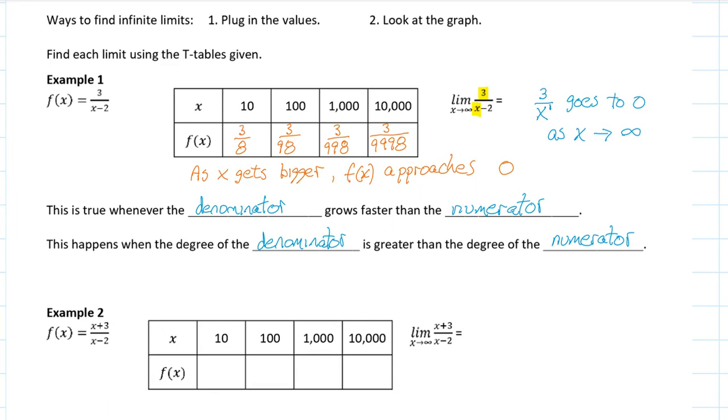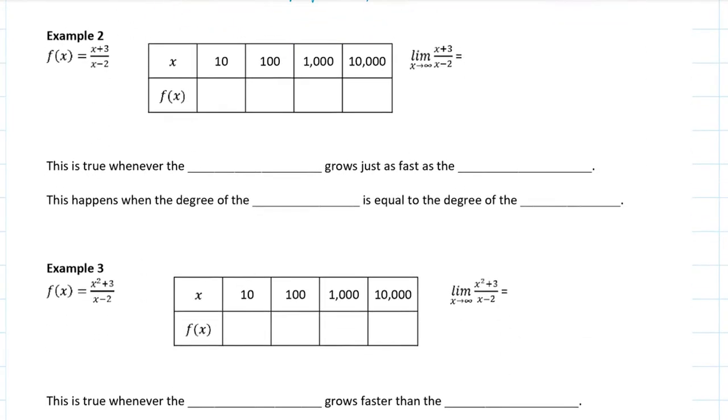So when the degree of the denominator is greater than the degree of the numerator, then the horizontal asymptote will always be 0. So the horizontal asymptote is y equals 0. Now you go to the next one. It's a little bit different. It's x plus 3 over x minus 2.